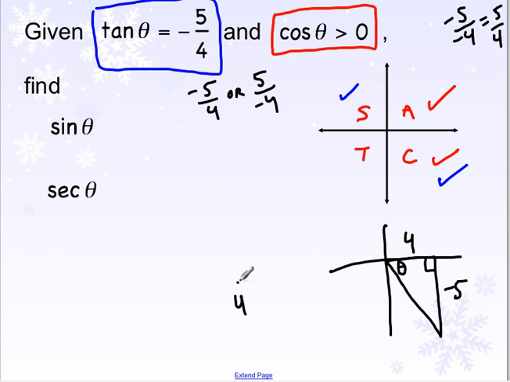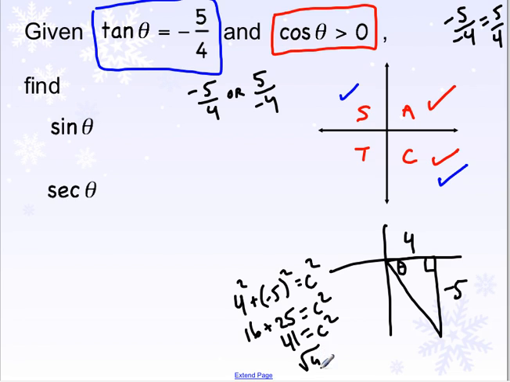Okay, then you probably need to find the hypotenuse in order to answer the questions. So let's do Pythagorean theorem. 4 squared plus negative 5 squared equals c squared. So 16 plus 25 equals c squared. 16 plus 25, what do we get? 41. So the square root of 41 equals the hypotenuse. Now, I would try to simplify that if it could, but the square root of 41 doesn't simplify any farther.